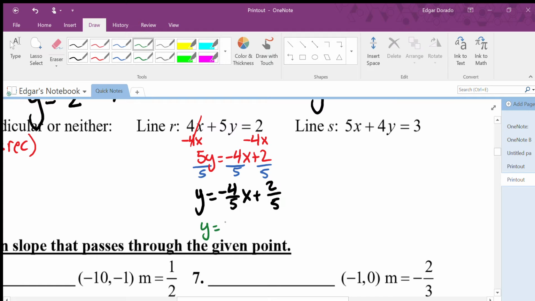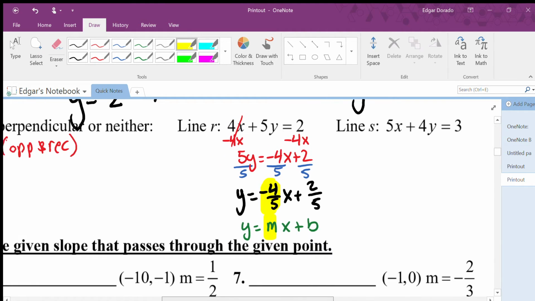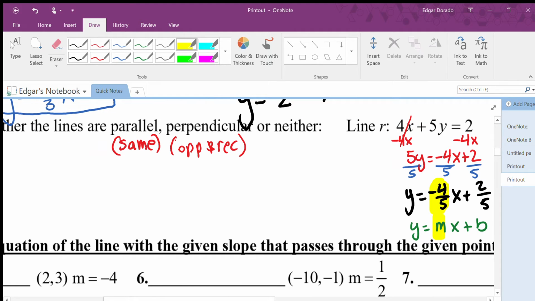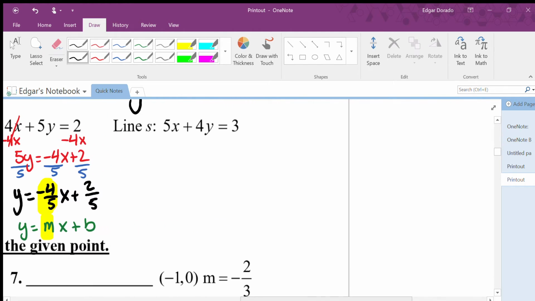Okay, now remember, just as a quick recap, slope-intercept form is y equals mx plus b. So my slope here is actually negative 4/5. I'm actually going to write that over here on the side. So the slope of line R is negative 4/5. Let's just keep this here on the side, and we will compare it to the slope of line S.